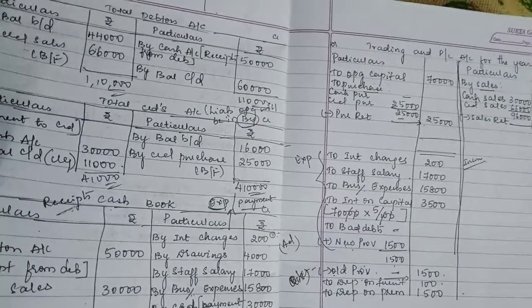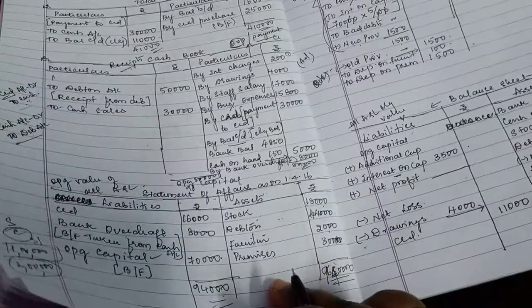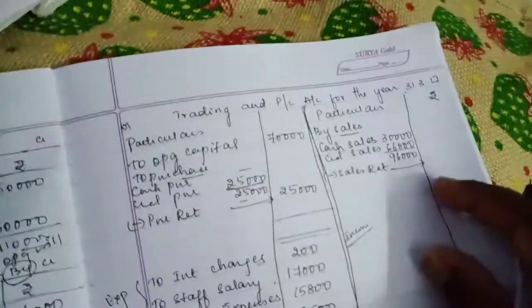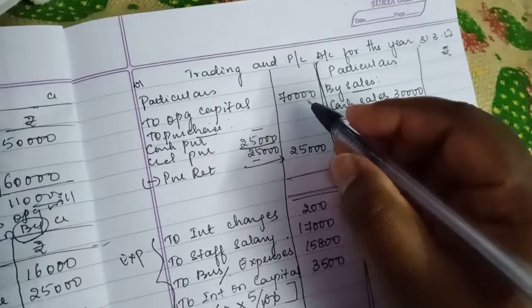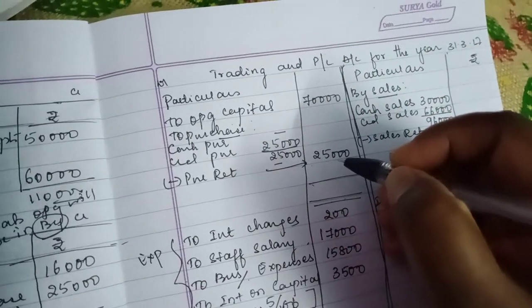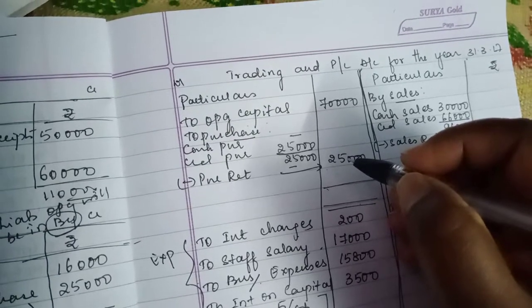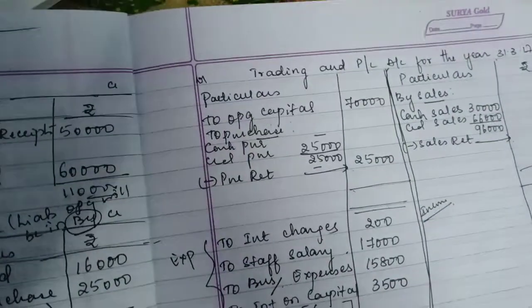Okay. Next, what do you have? Next, we have to close the cash account, which you have already closed. You have closed the statement of affairs also. Now let us close the trading account. So trading account, if you see this side, you have 70,000 and... have they given the gross profit?